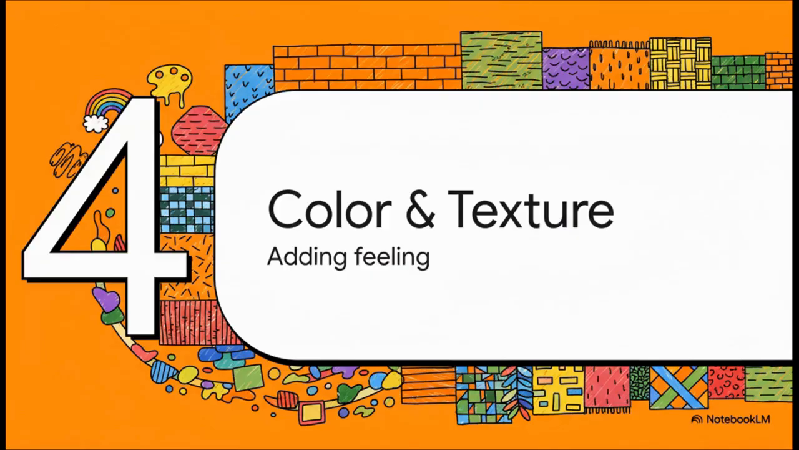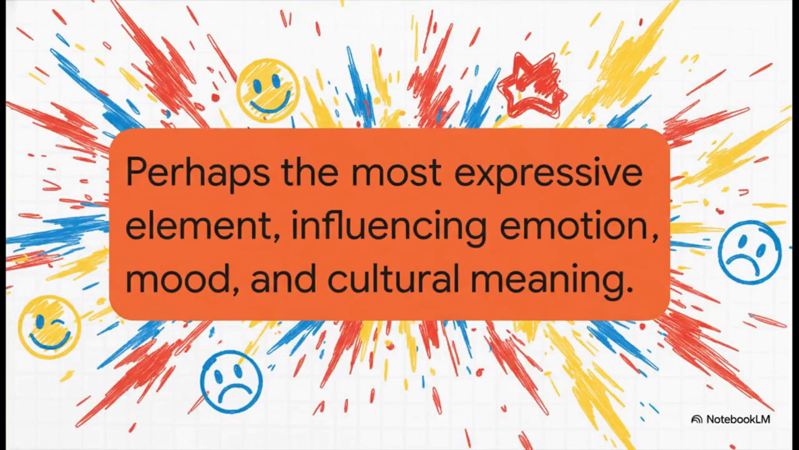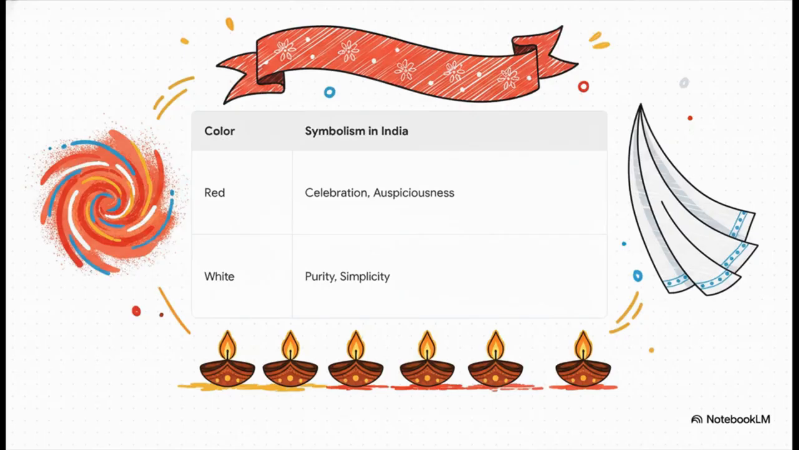All right, let's add some life and feeling into the mix. Now we're talking about color and texture. These are the elements that really get into our emotions and give us that sense of touch, even if we're just looking at something. You could argue that color is the most expressive and powerful element a designer has. It has this incredible ability to affect our emotions, change our mood, and it's deeply, deeply connected to cultural meanings. For example, just think about the explosion of vibrant colors during Holi, or the warm golden glow of Diwali. In Indian culture, colors mean so much.